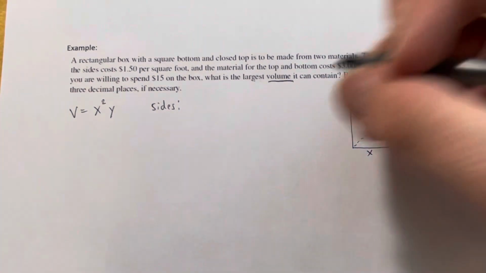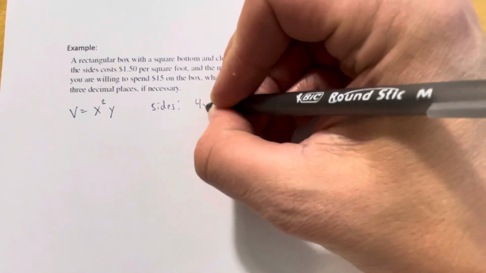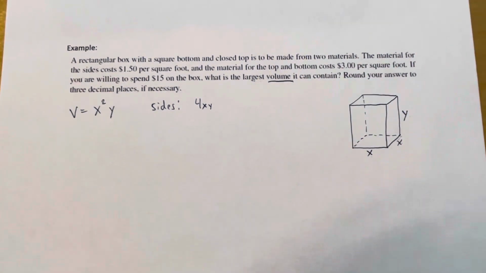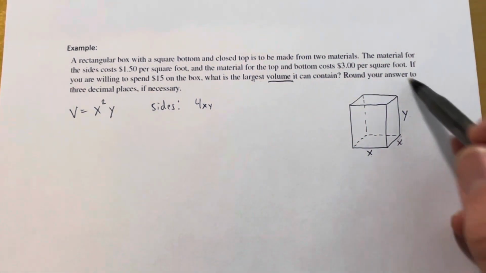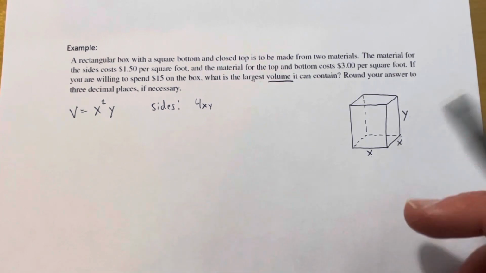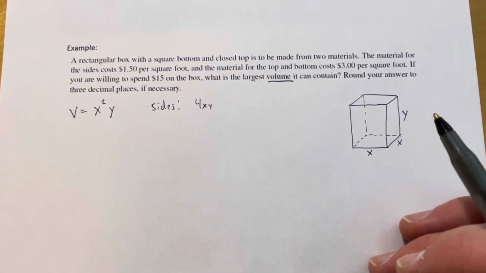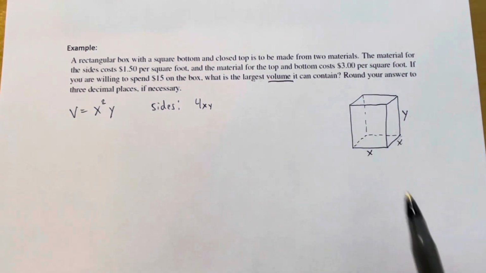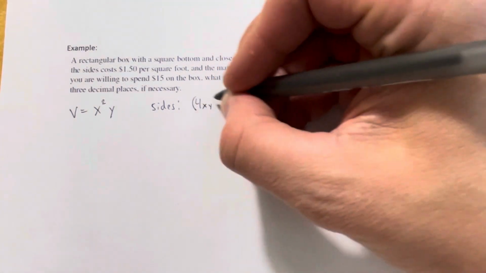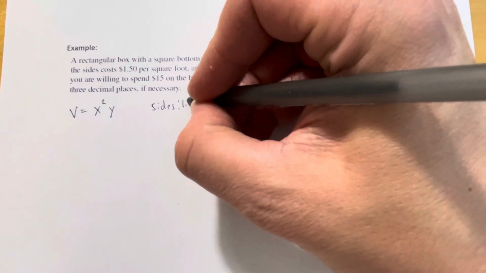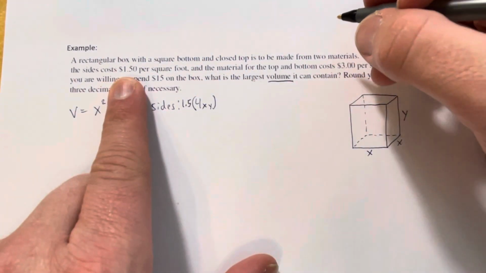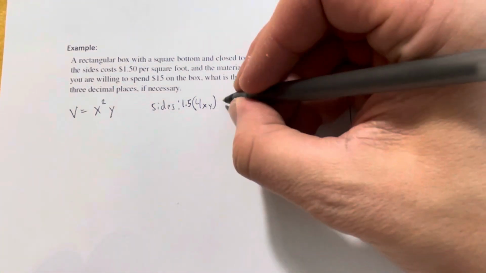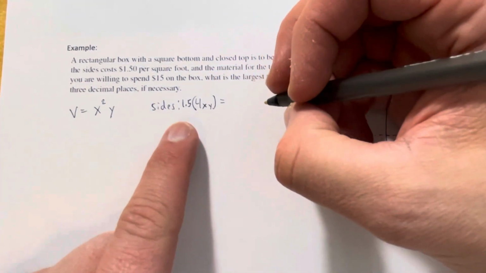And there's 4 of them, so I have 4xy. Now what that accounts for is the area of all 4 faces along the sides of this rectangular box, but it does not account for the cost. So what this would give me is the number of square feet that those sides occupy. But then I have to multiply that by 1.5, that's $1.50 per square foot, to account for how much they cost. So that can be simplified.